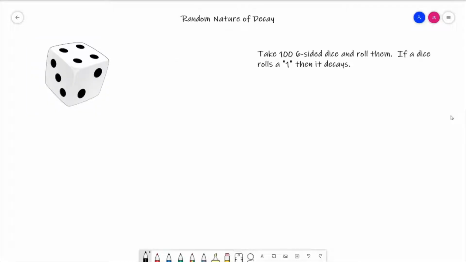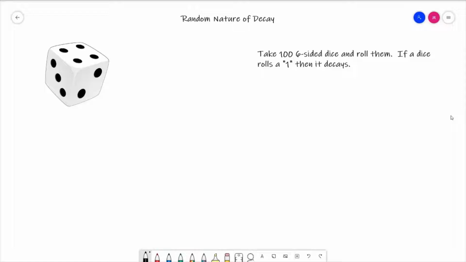Firstly then, when we're studying radioactive decay, we need to understand that radioactive decay is a completely random process. Now, in order to model that, in order to demonstrate that, what we're going to think of is just using a normal six-sided dice. So there's a bit of a thought experiment there on the screen. What we're going to do is we're going to imagine taking 100 six-sided dice and we're going to roll them. If a dice rolls a 1, then we're going to imagine that that is a radioactive nucleus that has decayed.